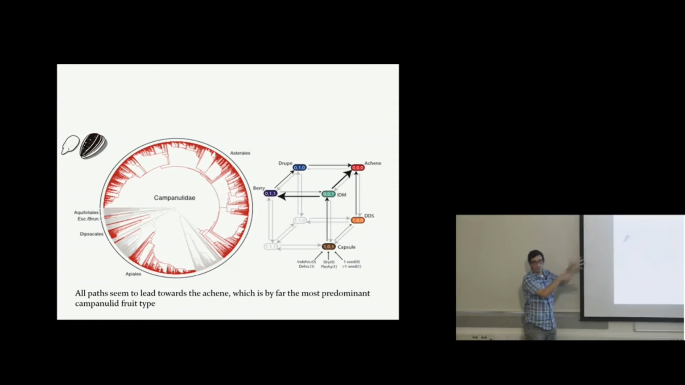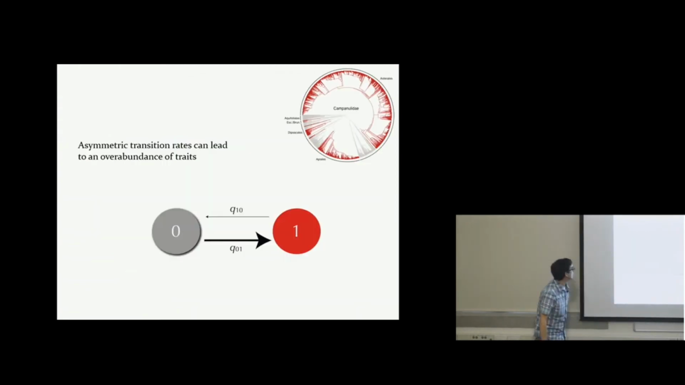So it seems like there's a lot of evolution towards that fruit type. But for these types of models, having something that's highly prominent, or having a predominant character type, can actually be somewhat misleading, particularly when you're talking about transitions towards that state. So, for example, what I was showing before, you have asymmetric transition rates that can lead to an overabundance of traits. So in this case, it could be that going from 0 to 1 happens much more often than 1 to 0. So you might expect that's why we see a lot of Akene fruits in companionlets.